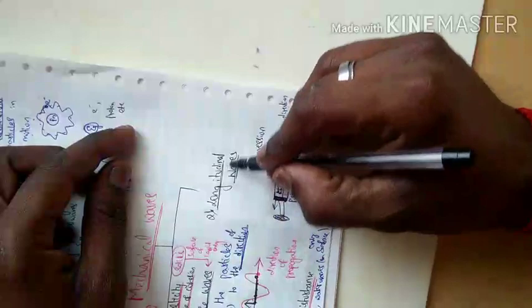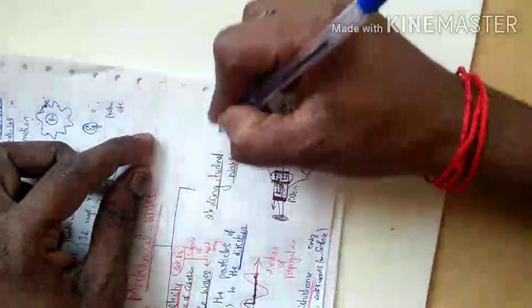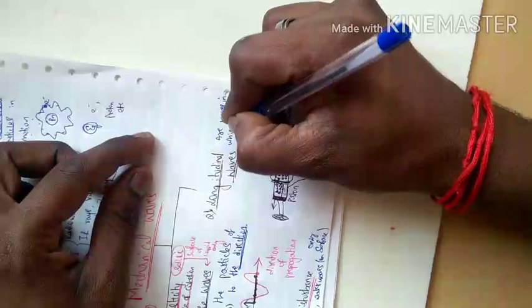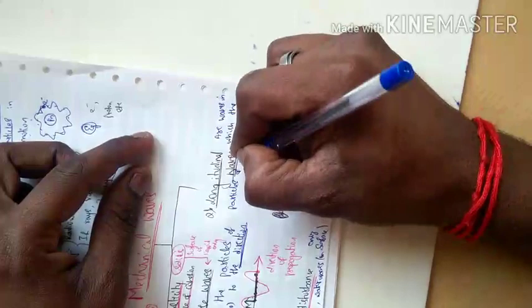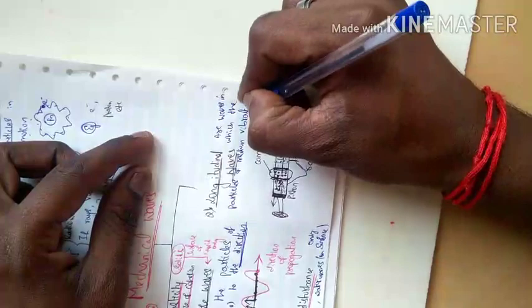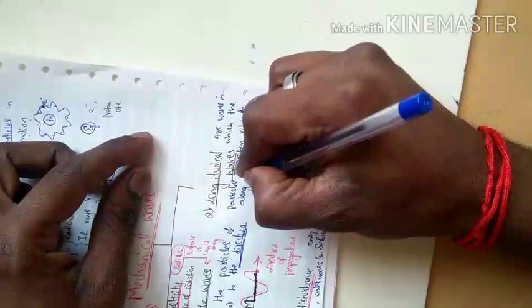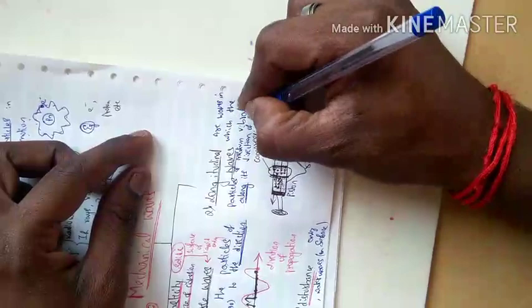Longitudinal waves are waves in which the particles of the medium vibrate along the direction of propagation. In transverse waves you use the word perpendicular, but here the particles vibrate along its direction.